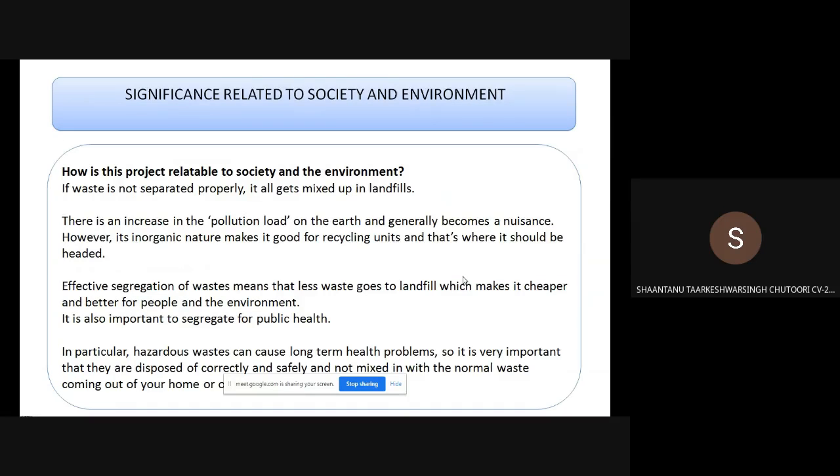What is the significance of our project? If waste is not separated properly, it all gets mixed up in landfills, increasing the surface area used. Degradable waste is organic in its contents and does not cause harm to the earth, but non-biodegradable waste damages the environment. It increases the pollution load on earth and becomes an issue. However, its inorganic nature makes it good for recycling units, and that's where we should be headed. Effective segregation of waste means that less waste goes to the landfill, which makes it cleaner for us and the environment. In particular, hazardous waste can cause long-term health problems, so it is very important that it is disposed of correctly and safely and not mixed in with the normal waste coming out of your home or office.